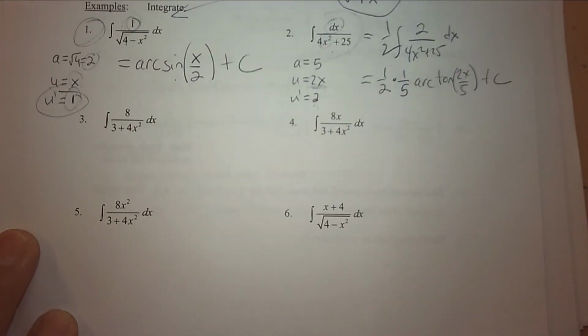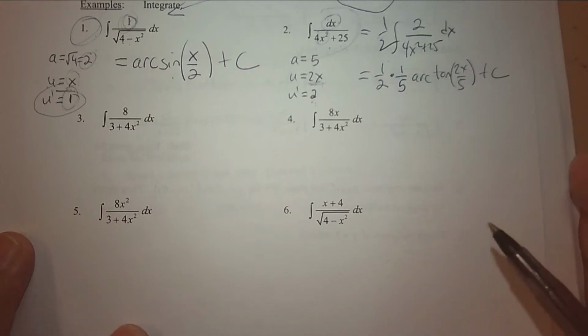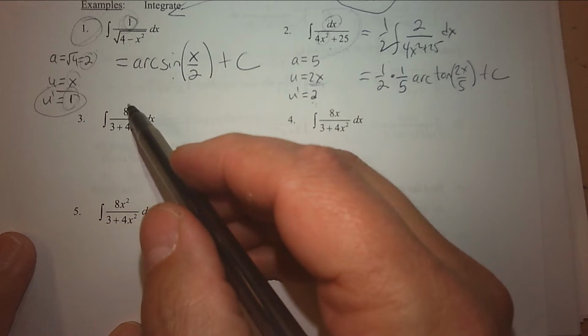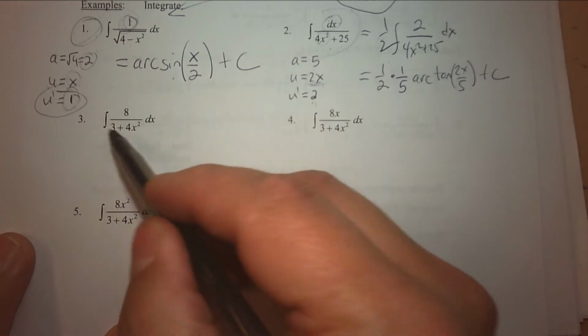I'm listening. The square root of 4x squared. All right, here we go. Listening, listening, integrating. What I see is this: 3 plus 4x squared.